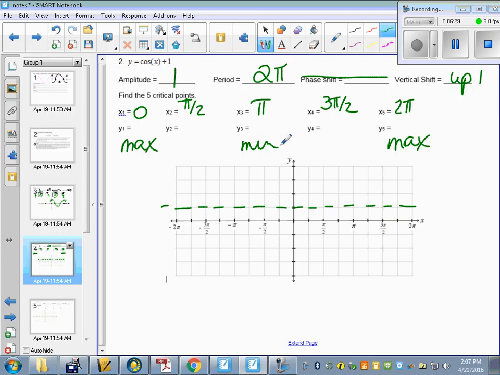Here's going to be our minimum. And these 2 points will be on the midline. So the midline's up 1, so it's at positive 1. And I can go ahead and plot those points if I want to. All right, our maximum is going to be 1 unit above the midline. So the midline's at 1. 1 above 1 is 2.